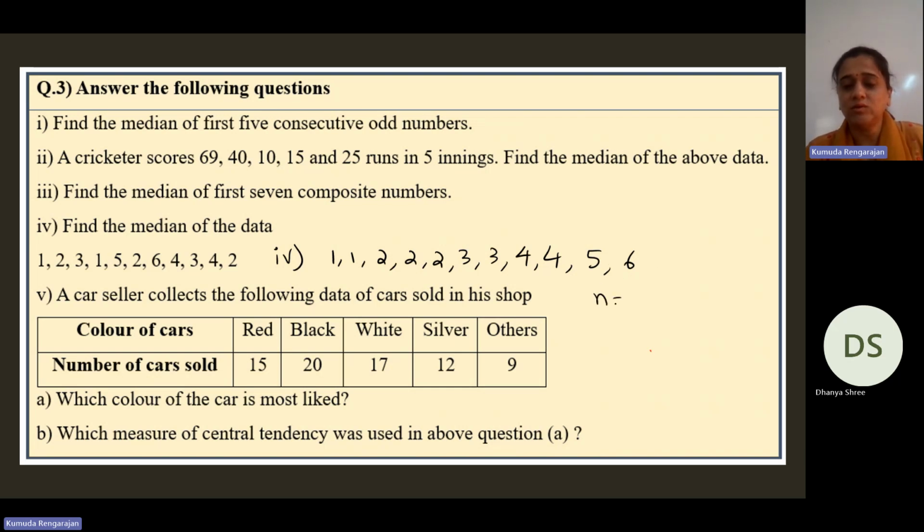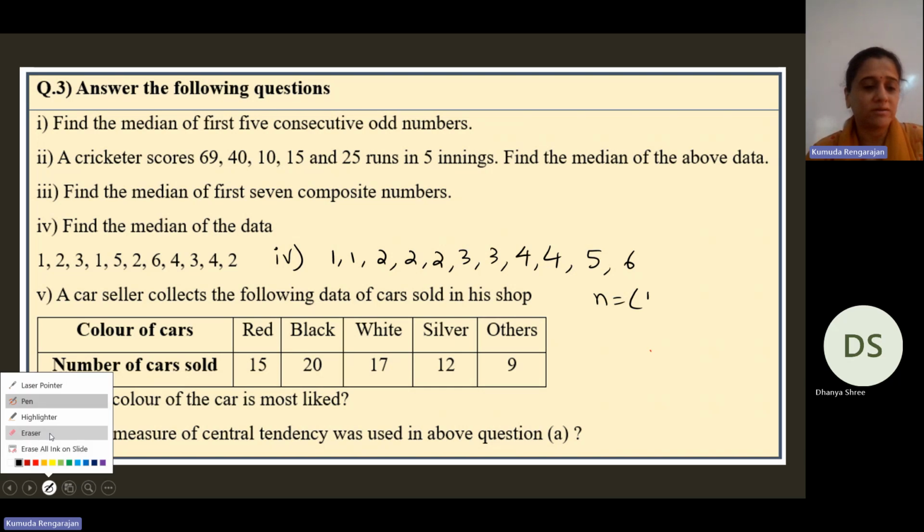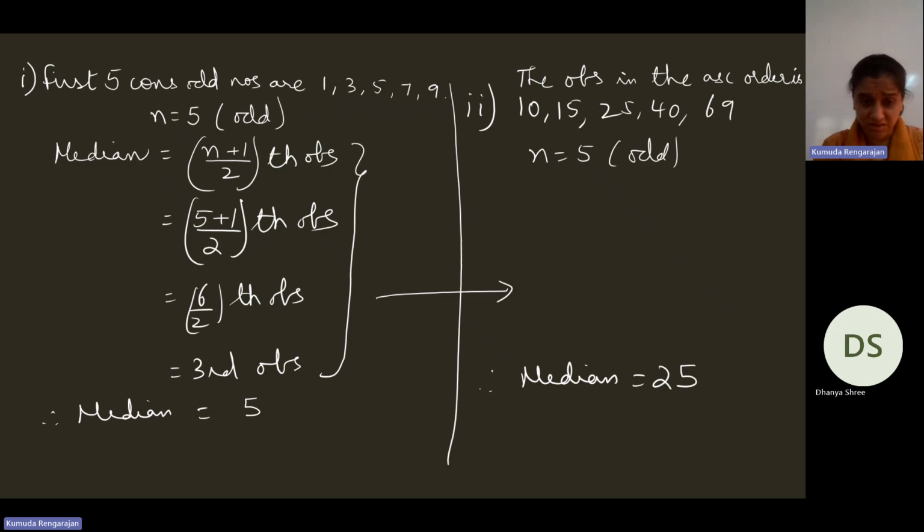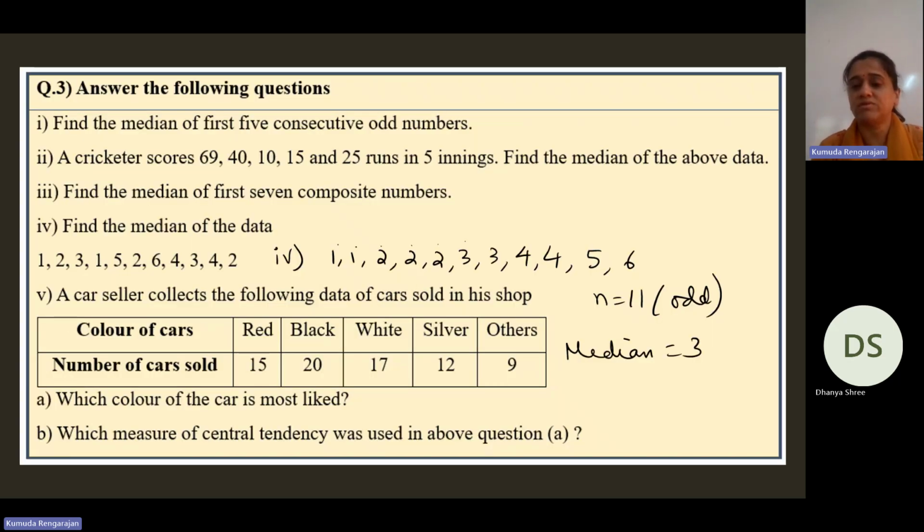So what is n? n is equal to 11, which is odd. So what is median? 11 plus 1 by 2, 12 by 2, sixth observation. 1, 2, 3, 4, 5, 6, 3. Median is equal to 3, correct? No, you should write all these steps. In place of n, you should write 11 and perform all those steps. If you already completed these steps, then you don't have to.